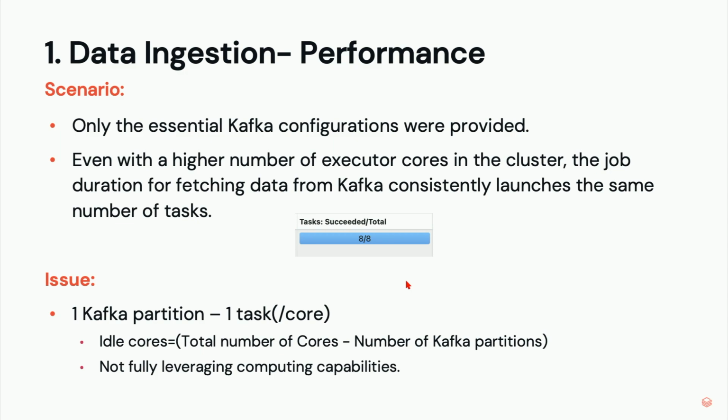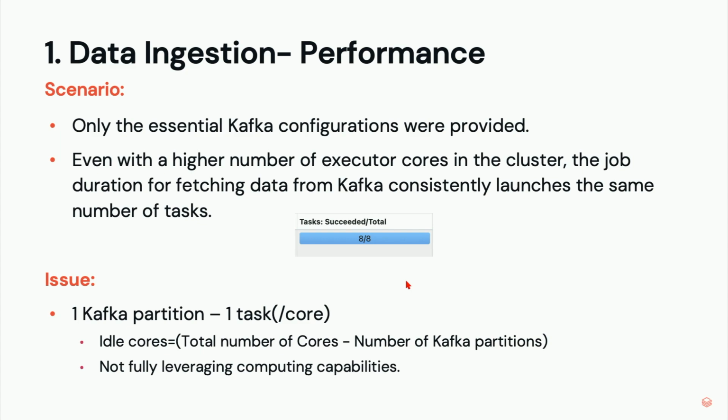For each batch, there will be a stage, right? That particular stage focuses on fetching the data from Kafka. When you look at that stage across all the batches, the same number of tasks are showing. Even though there are more executor cores in the overall cluster, it is only showing the same number of tasks across all the batches for the stage that fetches data from Kafka, similar to this example, which shows only 8 as the task count. So what is the problem with this?